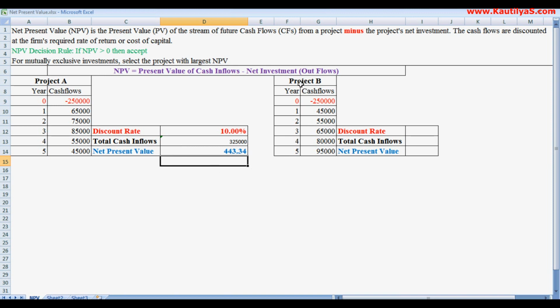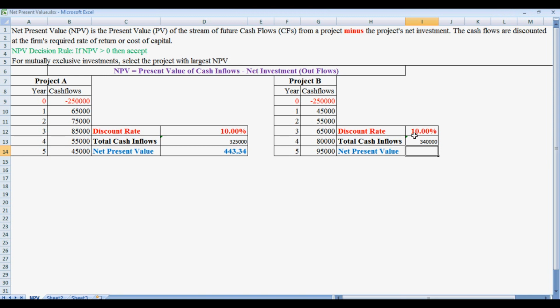Next we look at project B. First we see what the total cash flows of project B are. The total cash flows of project B equals the sum of cash flows, which are 3,40,000, whereas for project A the cash flows are 3,25,000. Generally if you look at these cash flows, we tend to accept project B, because of its larger cash flows. But let us look at the discounted cash flows from this project. We assume a 10% discount rate. Then we calculate the net present value.